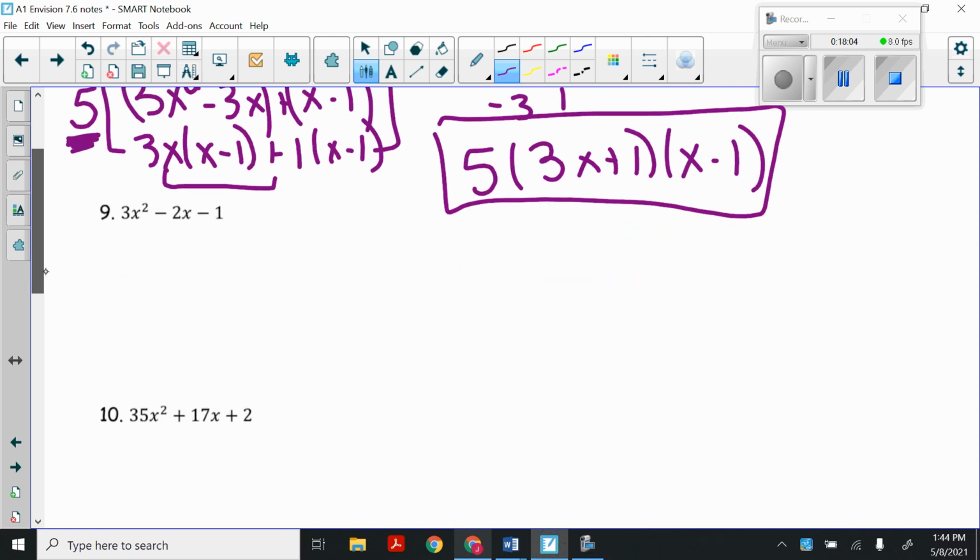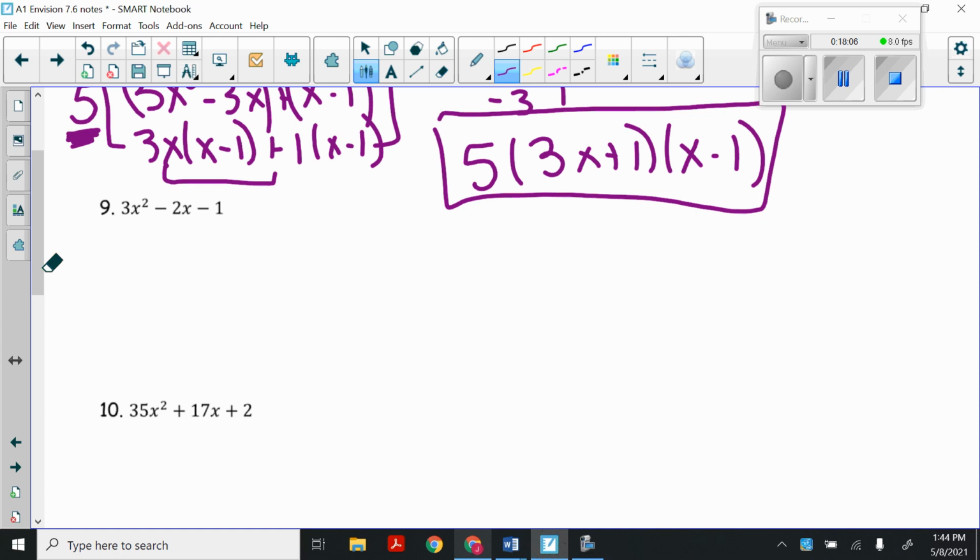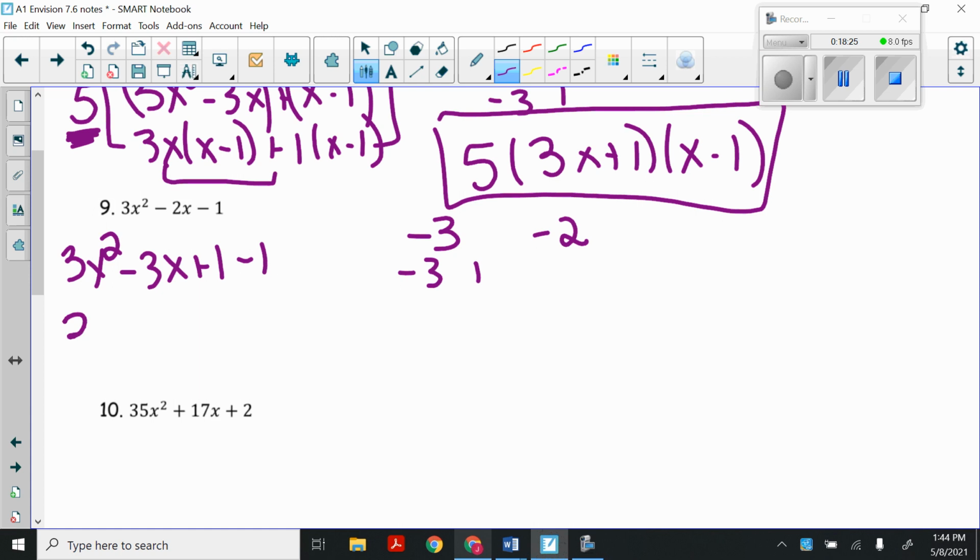Number 9, 3x squared minus 2x minus 1. I'm looking to multiply together to get a negative 3, but add to get a negative 2. I know, again, that's a negative 3 and a positive 1. So I'm going to rewrite this as 3x squared minus 3x plus x minus 1, which is the exact same thing that we just had above. So I know I'm taking out a 3x, and I get x minus 1.